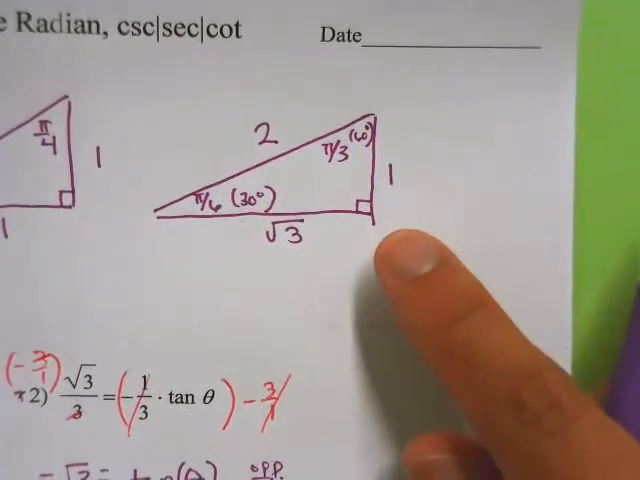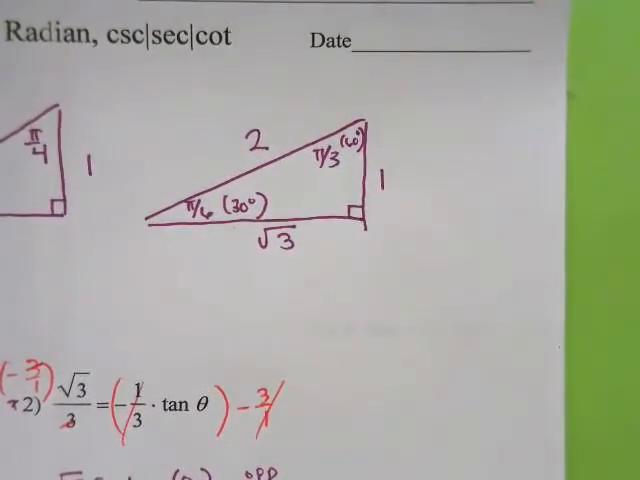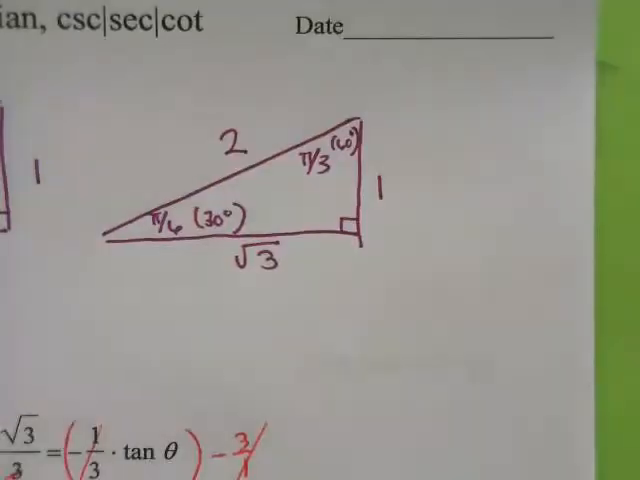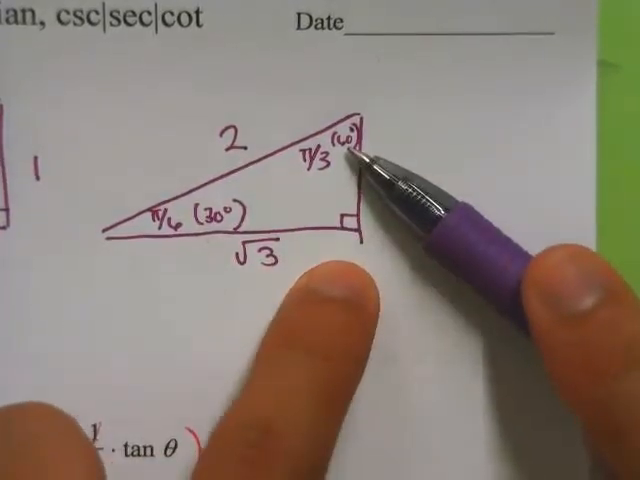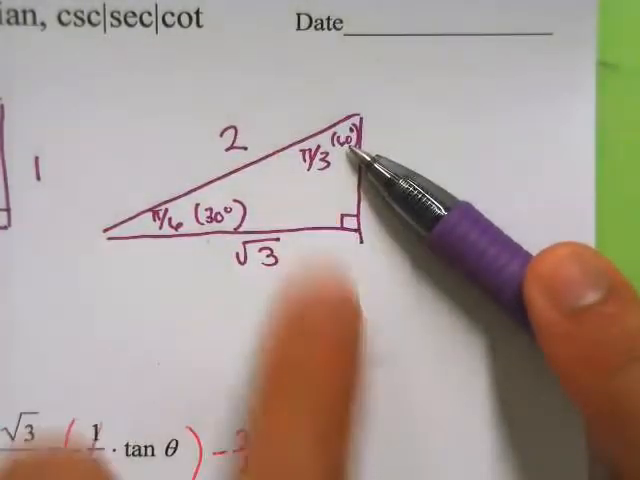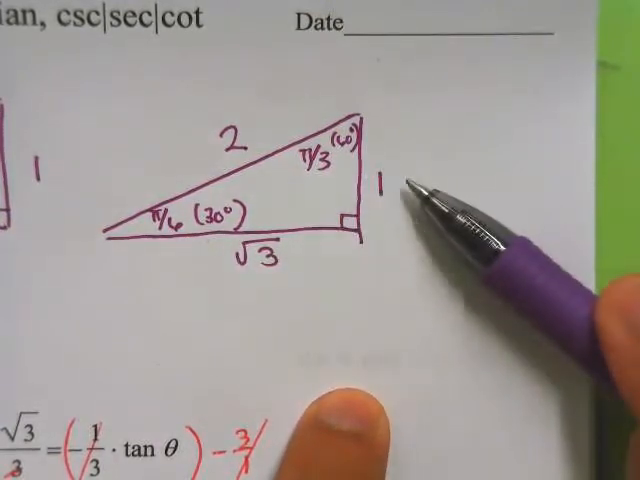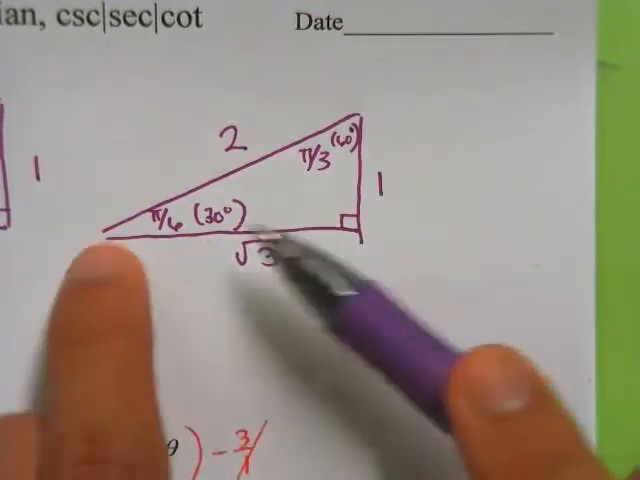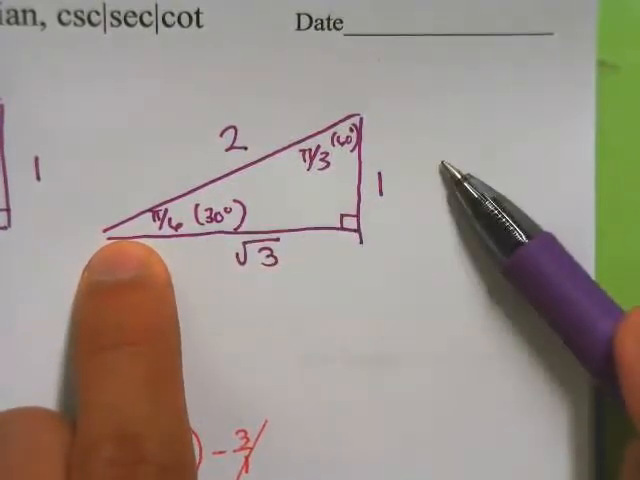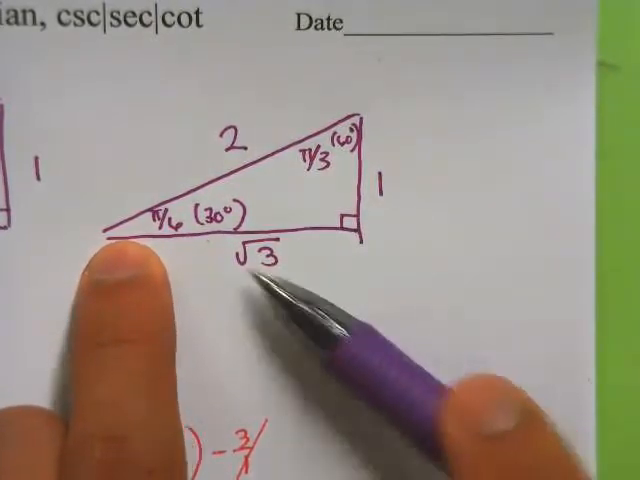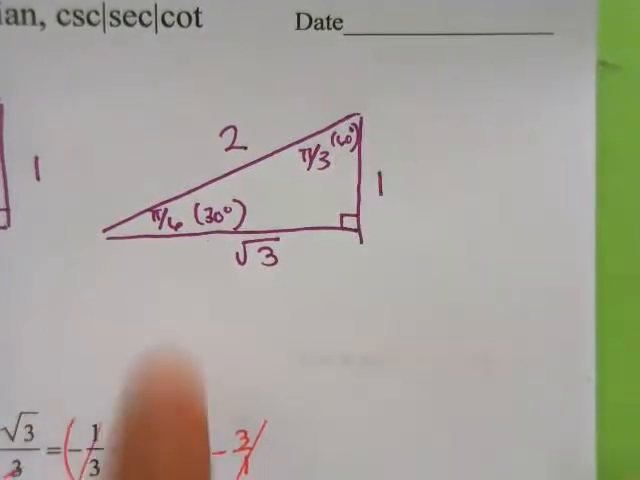So we need tangent to be equal to square root of 3, and I think the only possibility is tangent of 60 degrees or pi over 3. If we take this as our target angle and do opposite over adjacent, it will be square root of 3 over 1. If we use 30 degrees, it will be 1 over square root of 3, opposite over adjacent, so we're not going to use this one. We're going to do pi over 3.